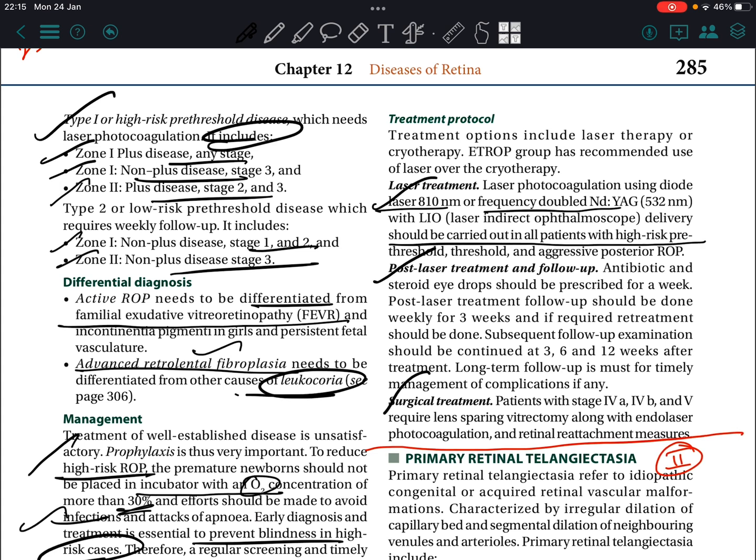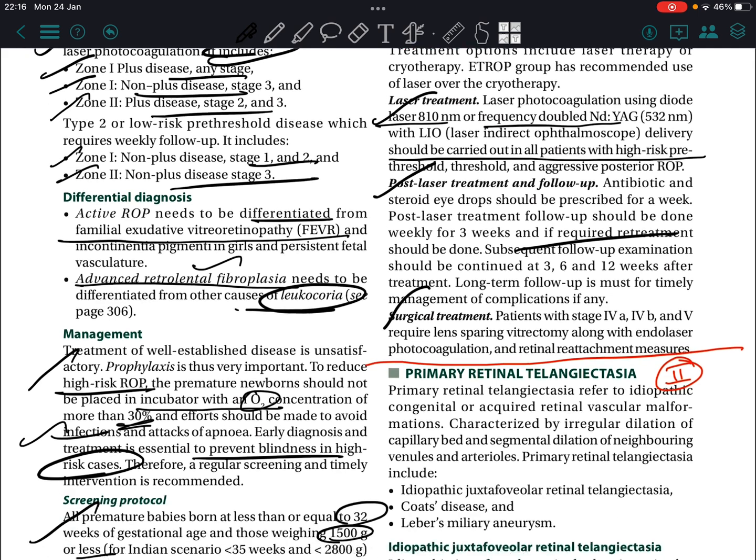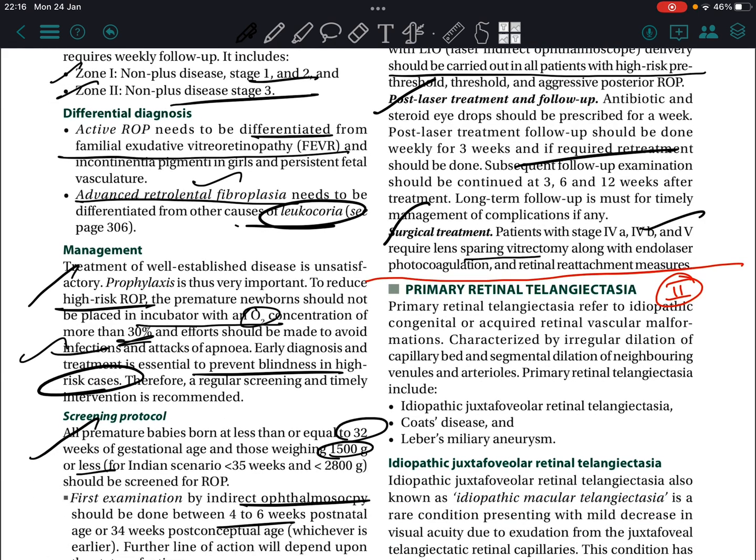Treatment should be carried out in all high-risk patients. After laser treatment, antibiotic-steroid eye drops should be prescribed for a week. Surgical treatment: patients with stage 4 or 5 require lens-sparing vitrectomy along with endolaser photocoagulation for retinal detachment.